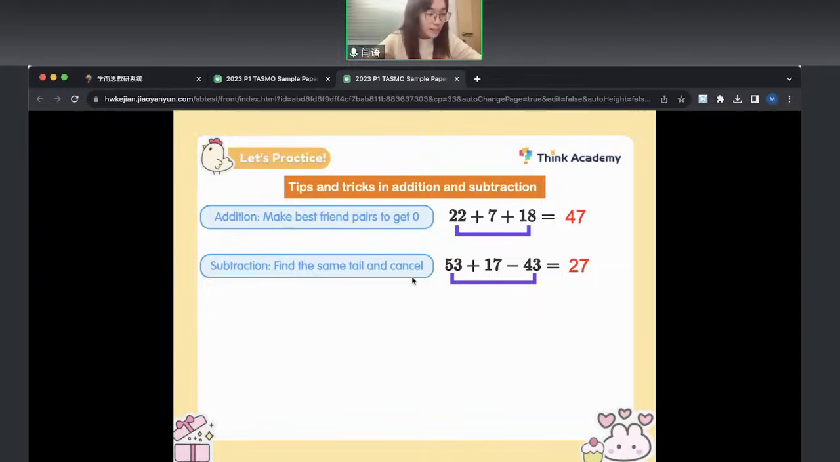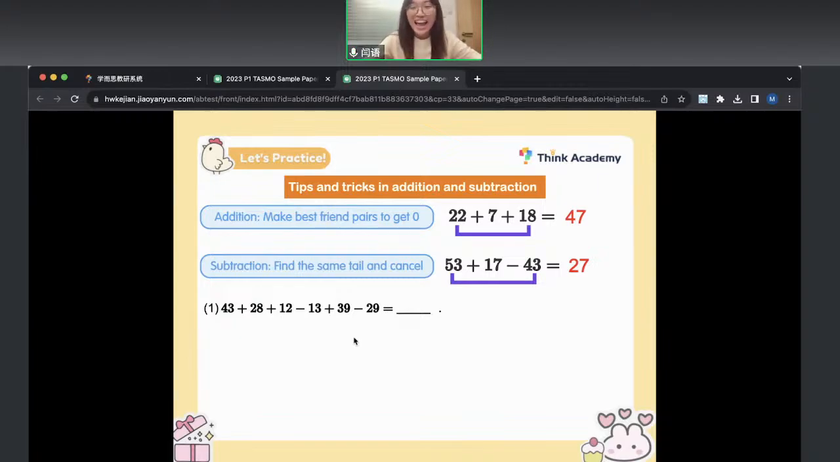Okay, so do remember that addition, subtraction. For addition, try to find best friend pairs to get a 0. And for the subtraction, try to find the same tail and cancel. Okay, one more tip. Let's have a look. Try to do more challenging questions.